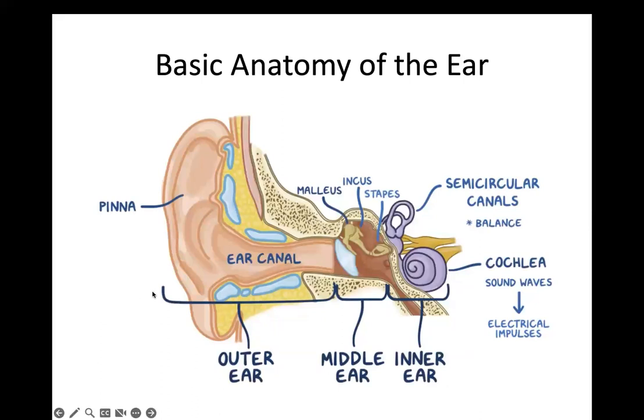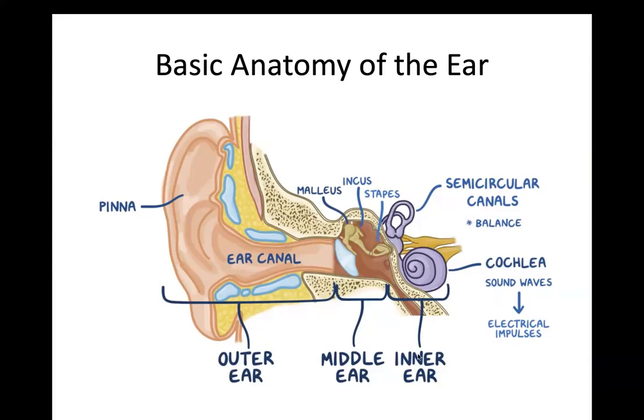The outer ear consists of the pinna, which is made of cartilage. Then you've got the ear canal, which I may also refer to as the external auditory canal, so it's the same thing. Then you have the middle ear, which is basically a cavity that has a tympanic membrane and three ossicles, or three bones: the malleus, incus, and the stapes. The stapes, as you know, is the smallest bone in your body. This could be a trivia kind of question.